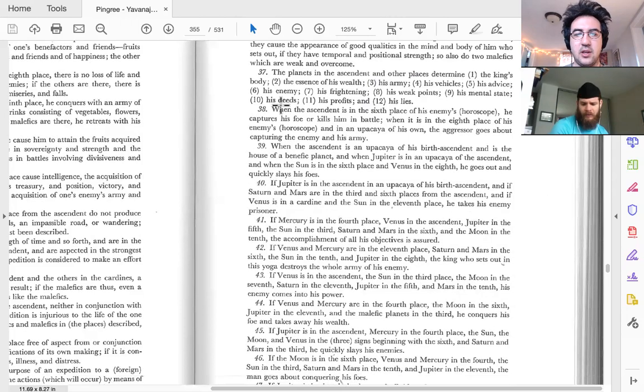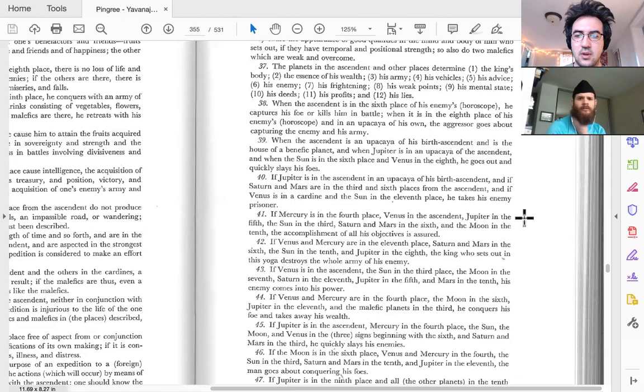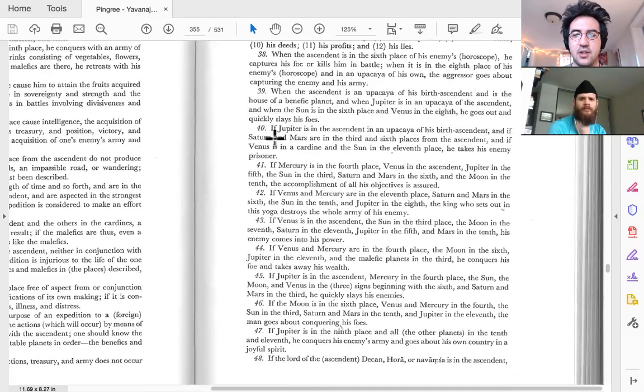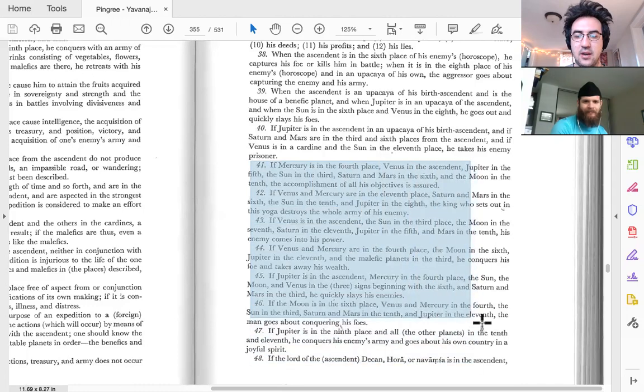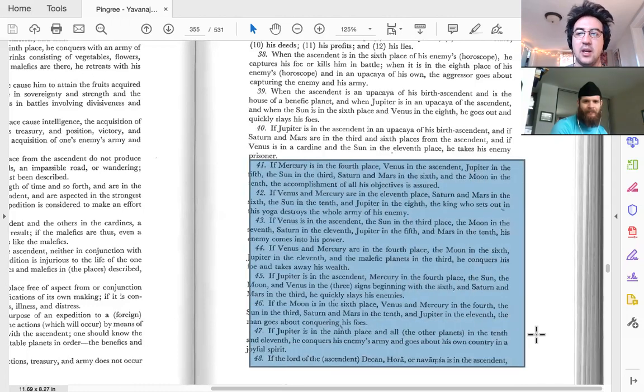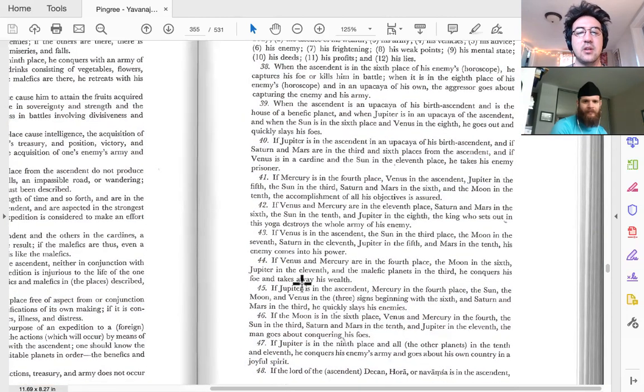Okay, and then he talks about the king's ascendant in the sixth place of the enemy's horoscope, and he does a little bit of mixing. And then he does start mixing the planets, like Jupiter in the ascendant in an upachaya of his birth ascendant. So if Jupiter was in the ascendant of the muhurta and that was your third house, or sixth house, or 11th or 10th, it gets pretty interesting there. And these are kind of yogas for success, and failure, for conquering and journeying and such. So that's all that is.